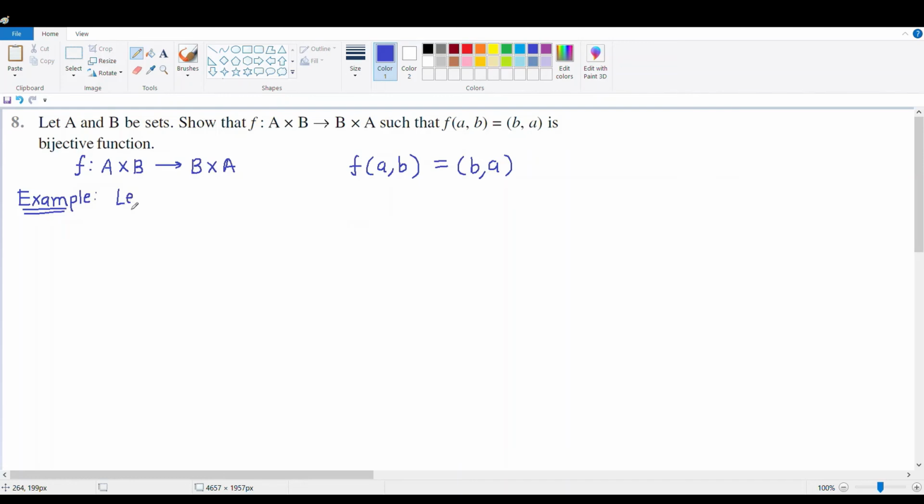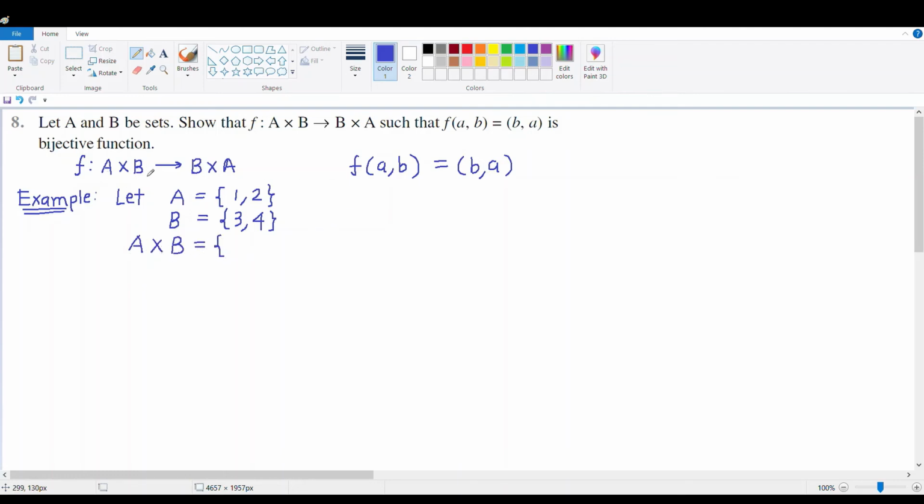Now in this we are going to let A equal, let's assume, {1, 2}. I am taking just 2 elements so that I don't end up making A cross B my tiring work. So A equals {1, 2}, and let B equal {3, 4}. Okay, now if we find A cross B, A cross B will have what elements?